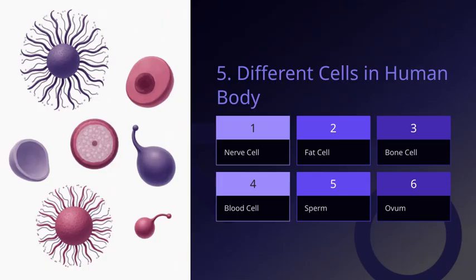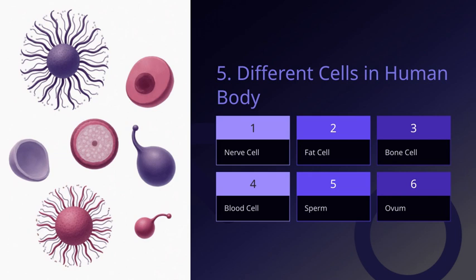Let's take a closer look at the different types of cells in the human body, starting with the nerve cell, which is essential for transmitting signals throughout our body, allowing us to think, feel, and move. Moving on, we have blood cells, which play a vital role in transporting oxygen and nutrients, as well as fighting off infections. Next is the fat cell, or adipocyte, responsible for storing energy in the form of fat.